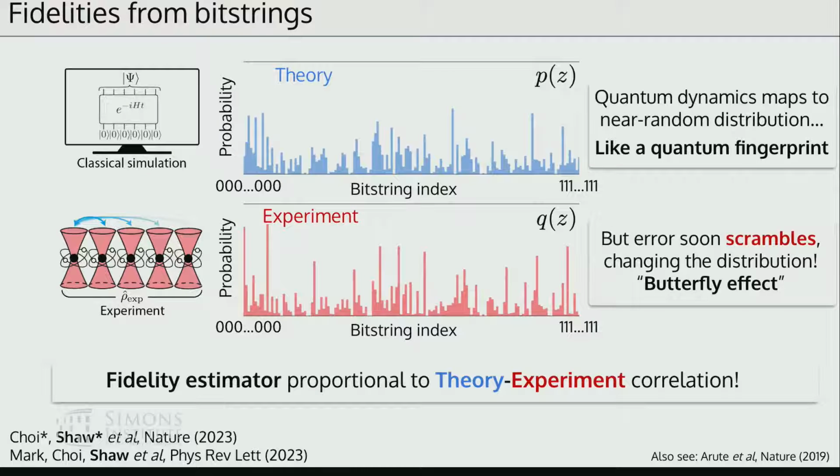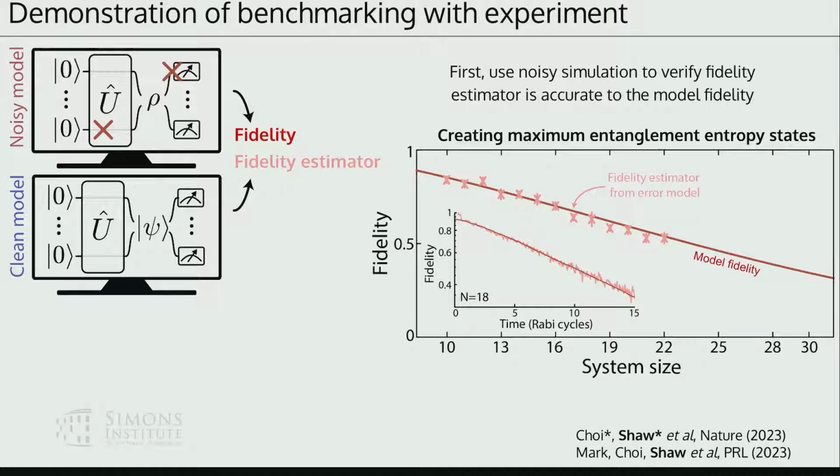And then the fidelity estimator we use, this linear cross-entropy estimator, is basically proportional to the correlation between these two. It's probably easiest if I just go straight on and show you that this does actually work for our system. So here I'm doing two different simulations of our system. One is a clean simulation where I'm not doing any error model things. It's just pure Hamiltonian dynamics. And in the other simulation, I'm using all of the pre-calibrated ab initio error model noise terms that we know about in our system to basically simulate what the experiment is probably seeing.